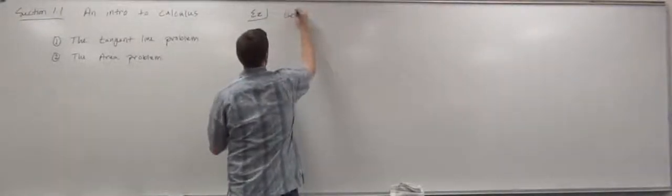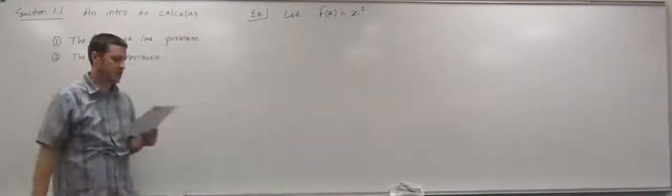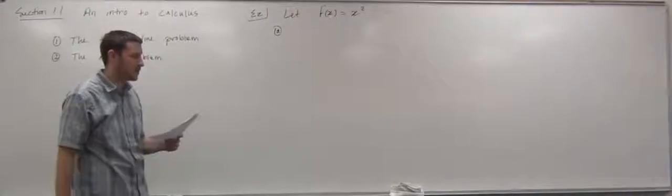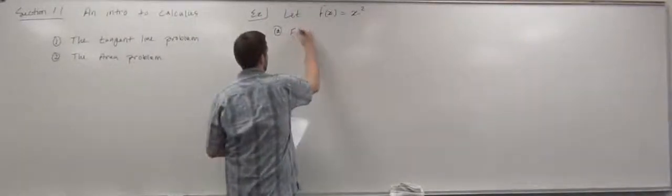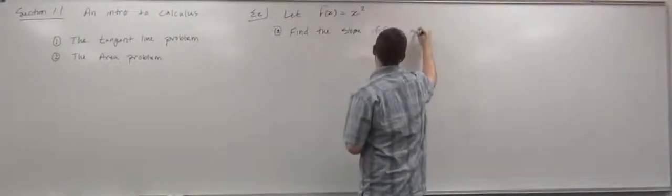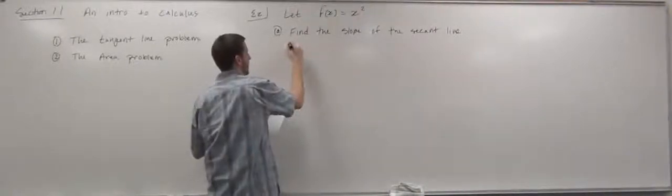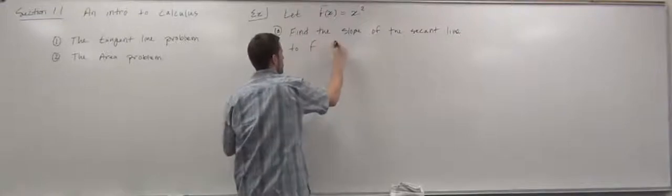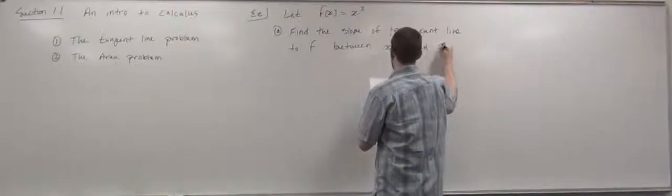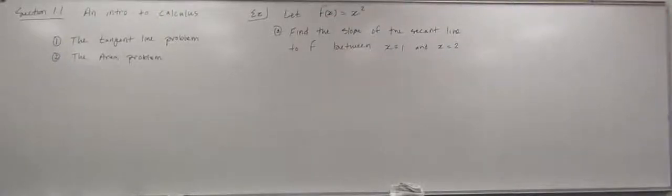So let f of x equal x squared. I just picked some random function, x squared. That's good enough. I'll give you a couple of different calculations to make here. Find the slope of the secant line to the graph of f between x equals 1 and x equals 2. What does this even mean? How can we approach it?